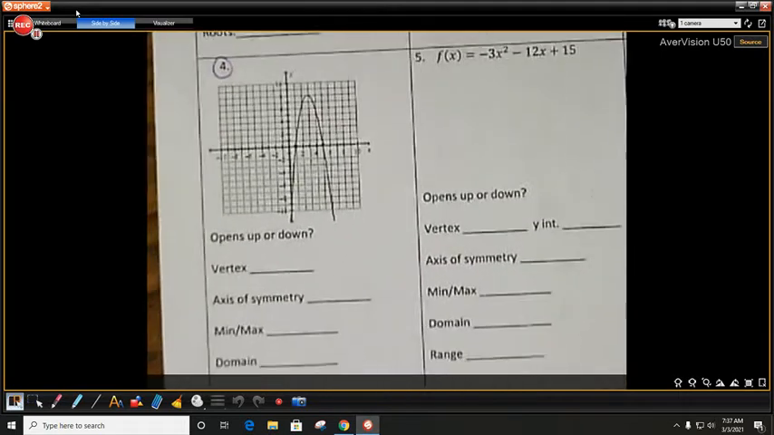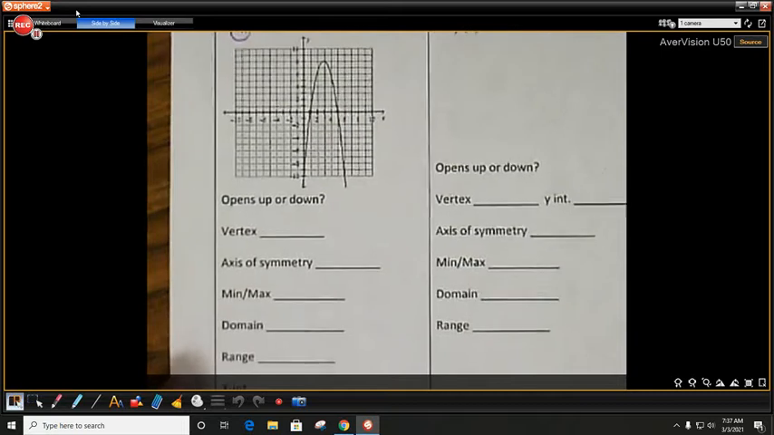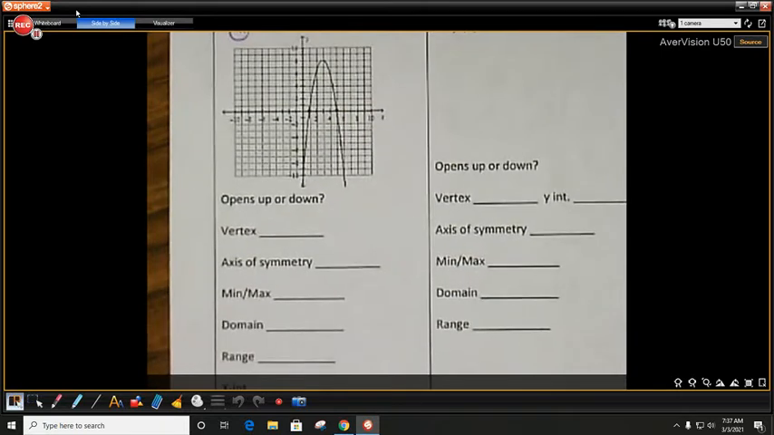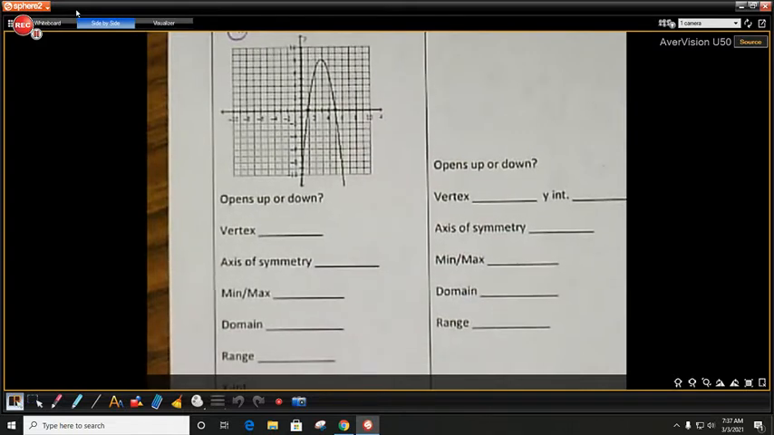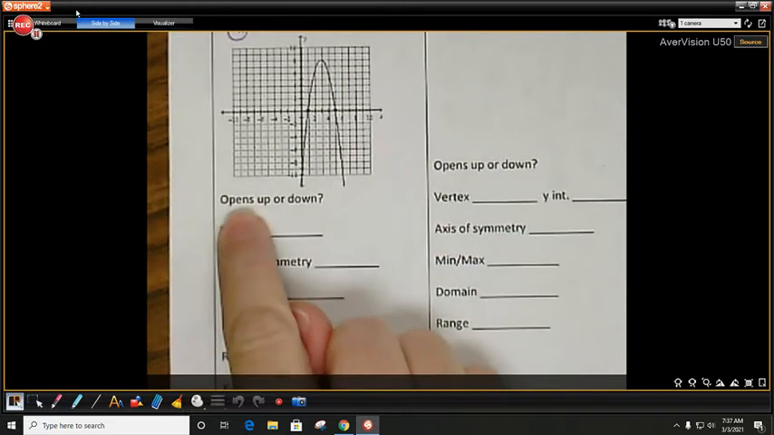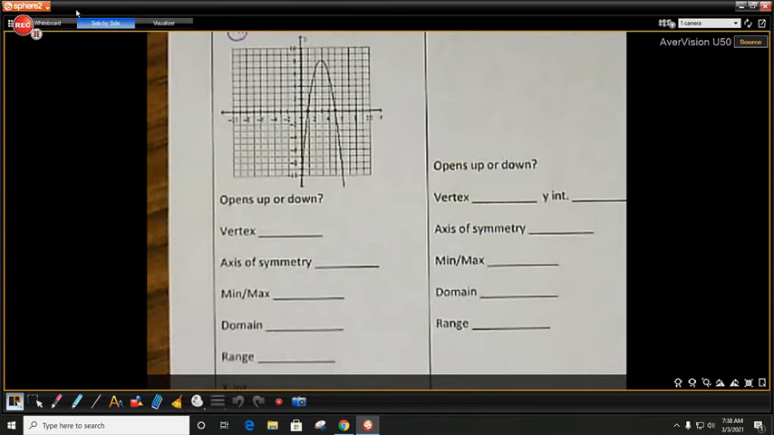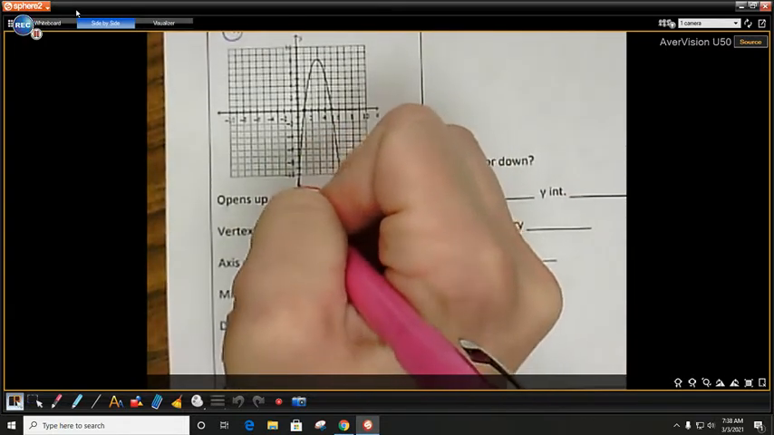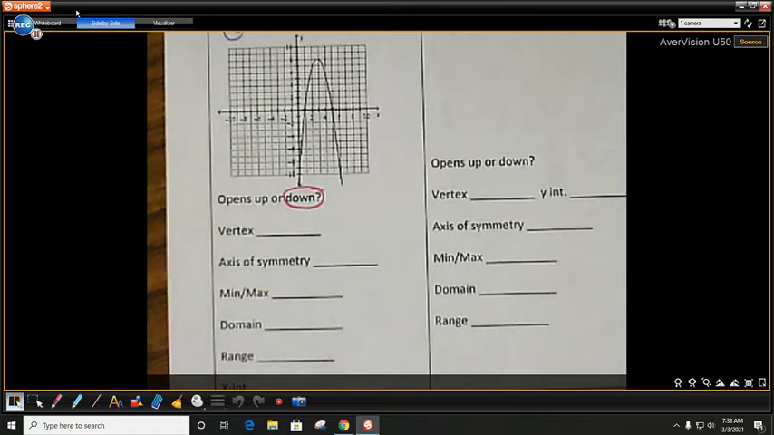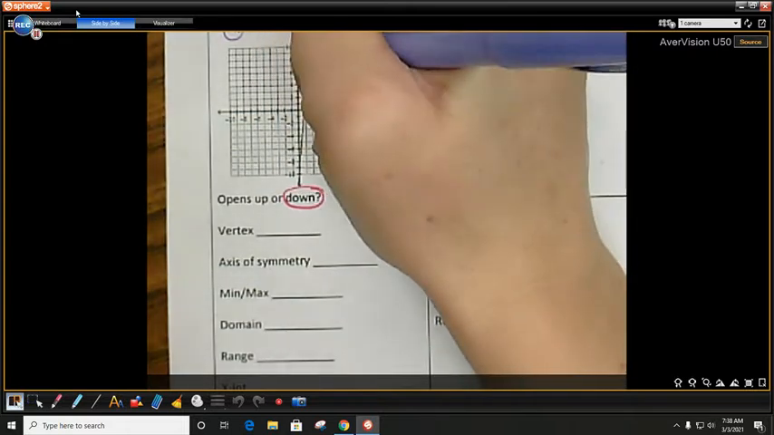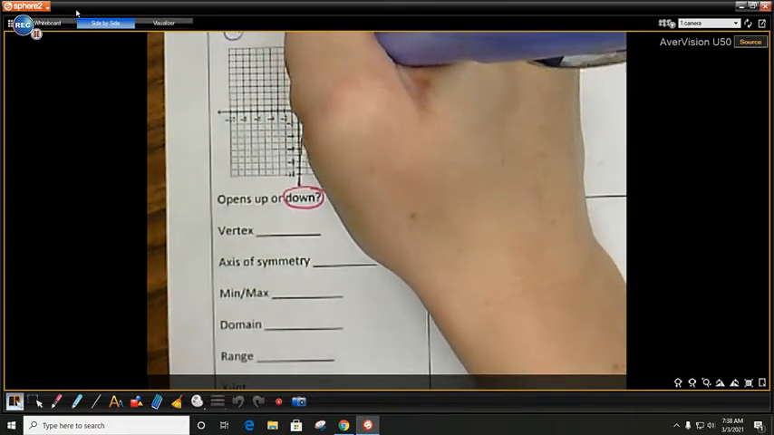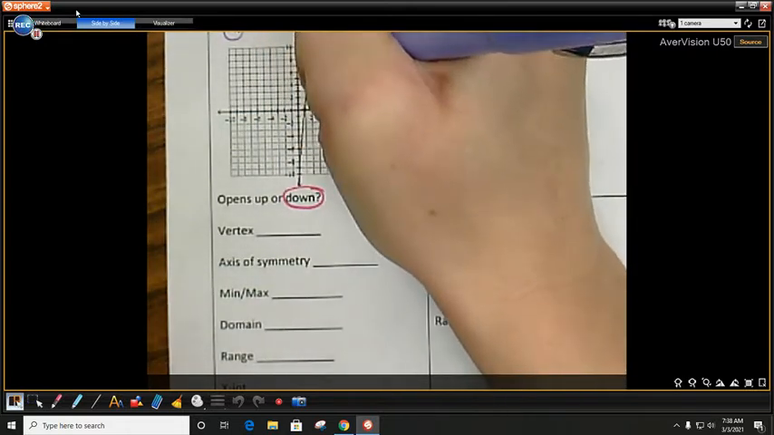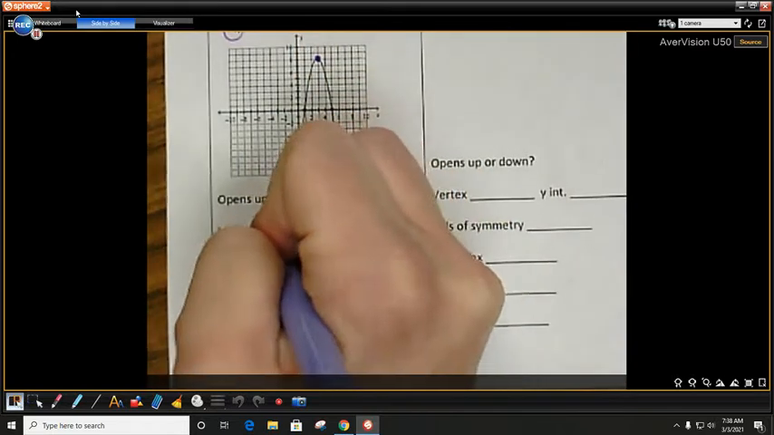Now we're going to look at one that is graphed already for us. I will tell you, you're going to have one super similar to this on your test. This is not going to be multiple choice, and you're going to have to fill all of this in. Okay? So, does this parabola open up or down? Just like the last one, the opening's at the bottom, so this opens down. Your vertex is your high point or your low point, so my vertex is right there, which is at 3, 8.